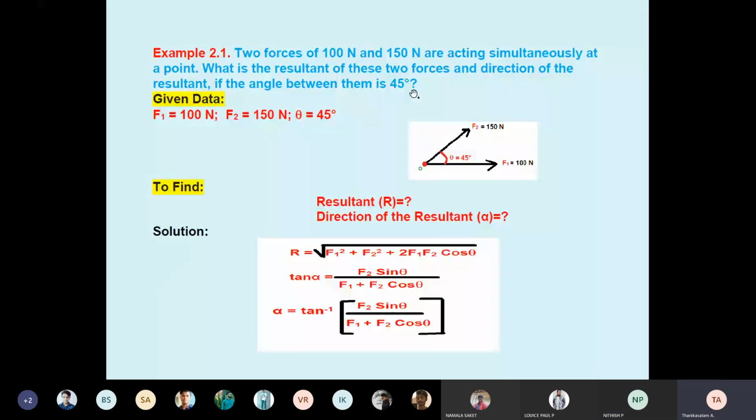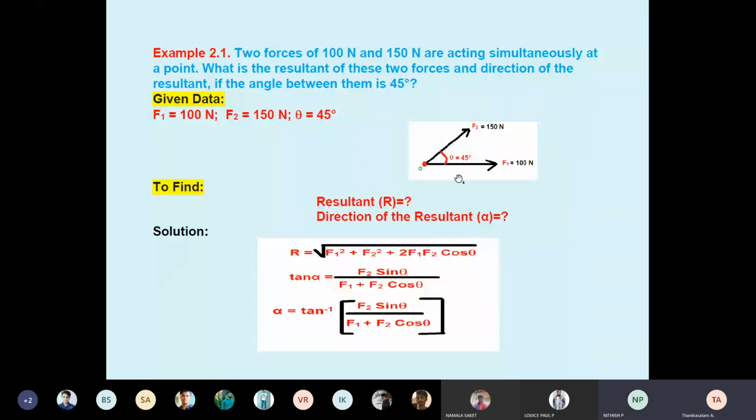Whenever the statement is given, you have to write the given data in terms of symbols or a diagram. Here I have drawn the diagram for understanding. Two forces means your mind goes to F1, F2. Take the first force F1 equal to 100 Newton, and F2 equal to 150 Newton. They did not mention F1 and F2; we have to write them. Theta, the angle between them, is 45 degrees.